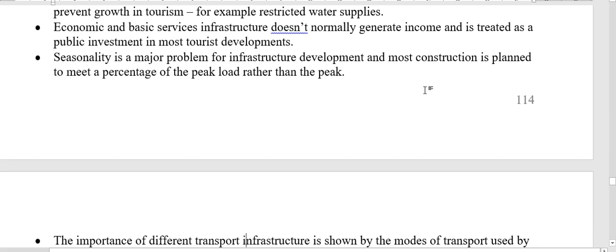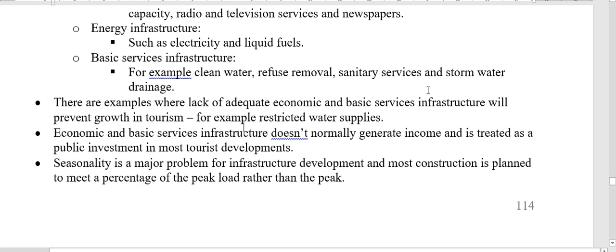I've already given you an example of where a lack of adequate basic services will prevent growth in tourism. As I said, Cape Town itself saw a huge drop in tourism when they had severe water restrictions. Tourists want to come and have a comfortable holiday. They want to have access to these basic things that they have access to. Now, this basic infrastructure is not something that generates an income. It is something that the government provides that they don't necessarily receive an income for. It is necessary to bring the tourists, but it doesn't necessarily earn an income.